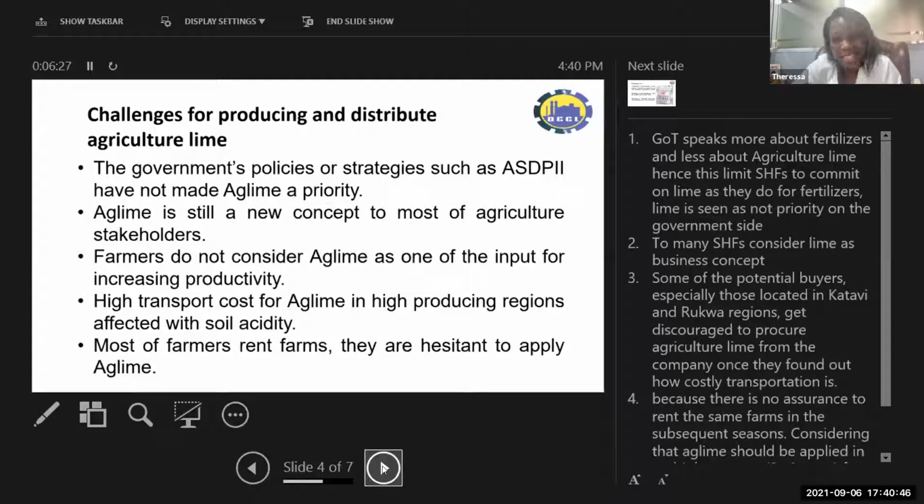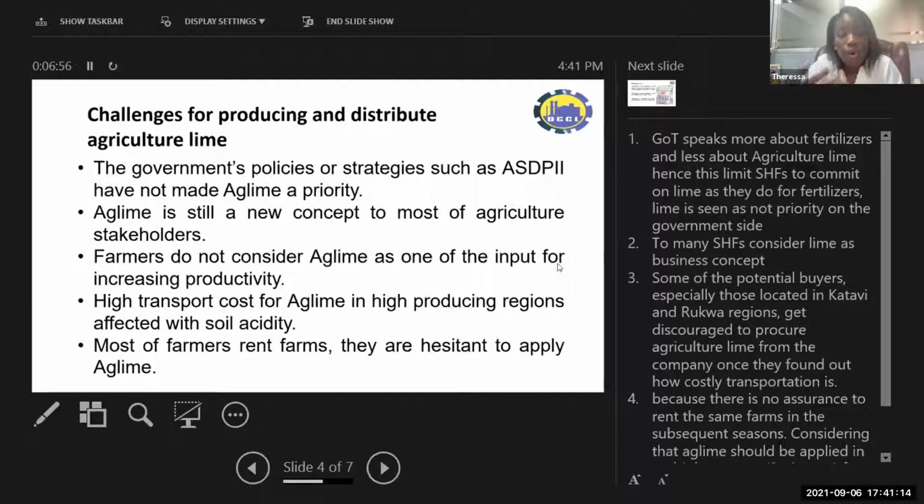In Tanzania, farmers do lease their farms. So for them, they don't see the value of applying lime because they're not sure of the next season, whether they're going to get the same access from the owner who's going to lease to them or not. And not only that, you all know that when we talk about soil acidity, for you to amend properly, lime is not an overnight product that will work.